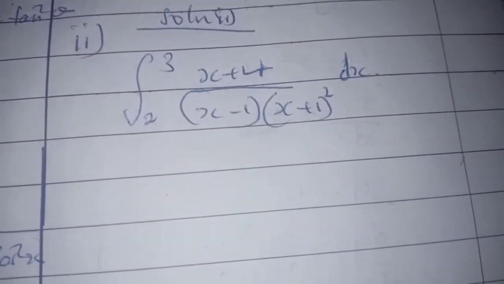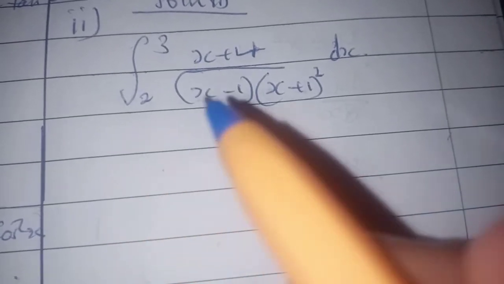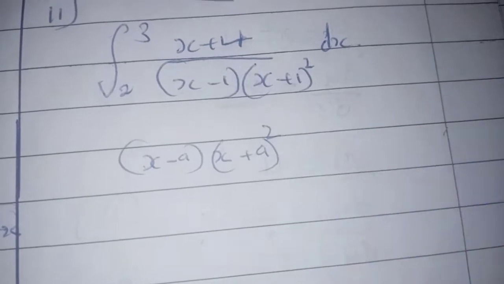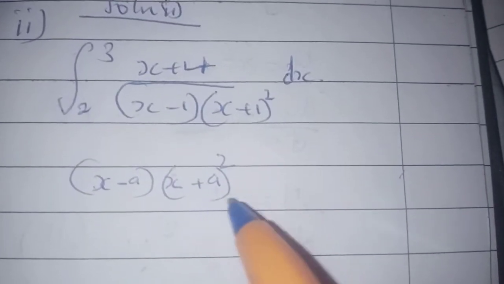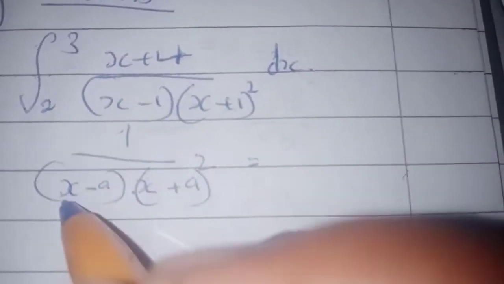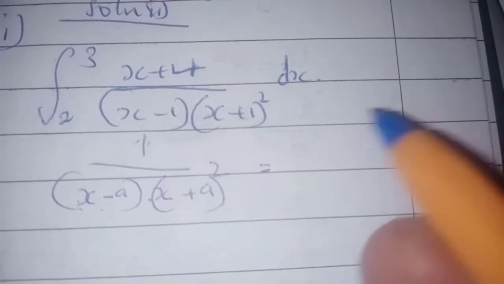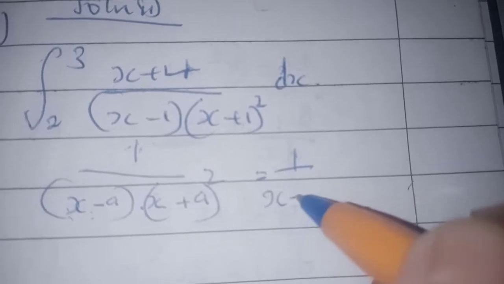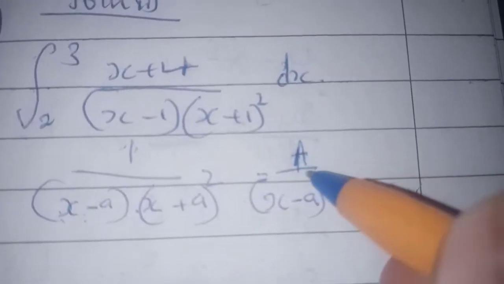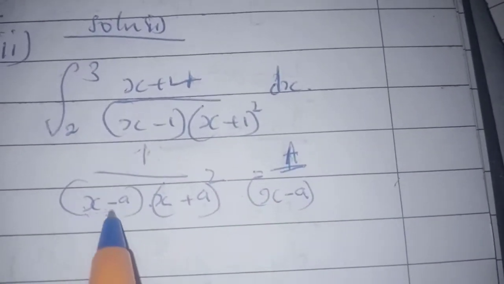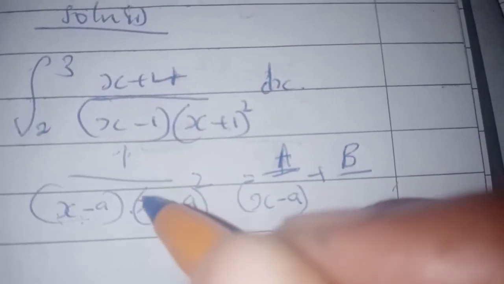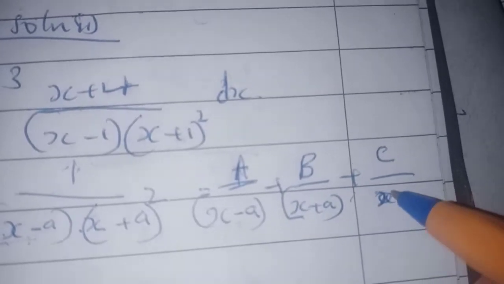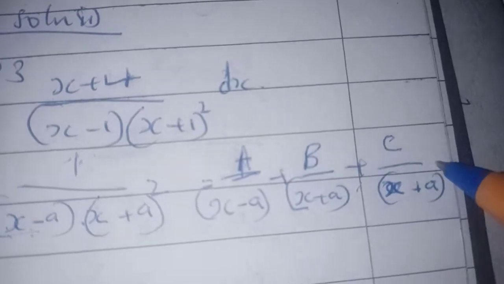So when you are given a function like this, x minus a, then (x plus a) squared, since this is squared, we write it as 1 over x minus a, so there's a number A over this one, added to a number B all over x plus a, then plus a number C all over (x plus a) squared. We just come back to this.